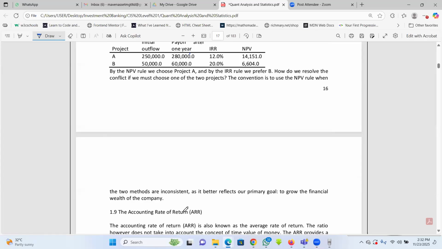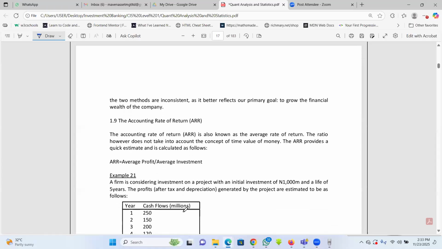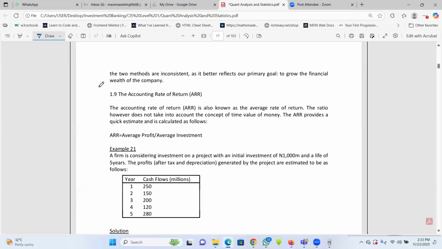So I think that's about that. We move on to the last concept here before we call it a day, the accounting rate of return. Can I have somebody read for us, please, starting from here? Quickly, we have 7 minutes to the end of the class, please.